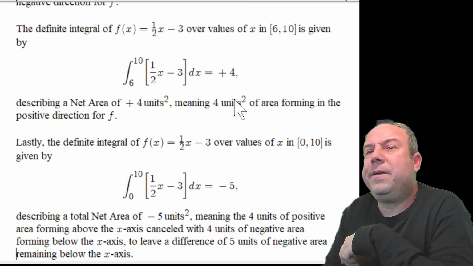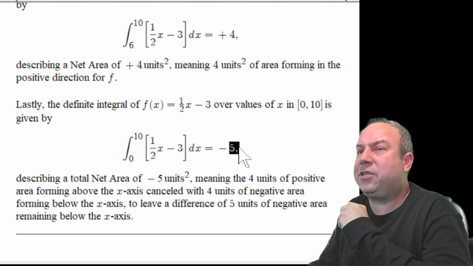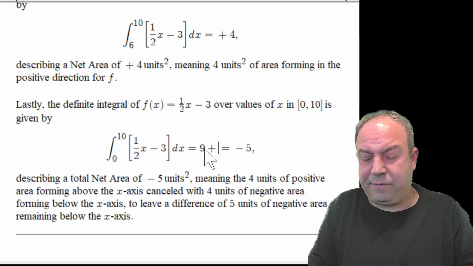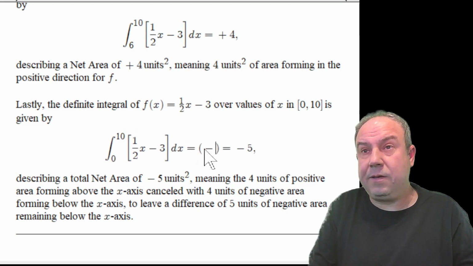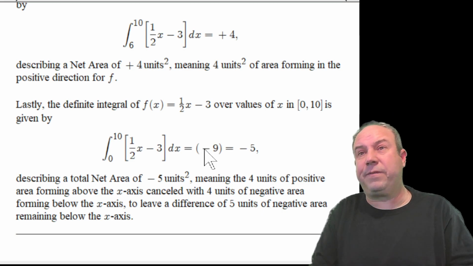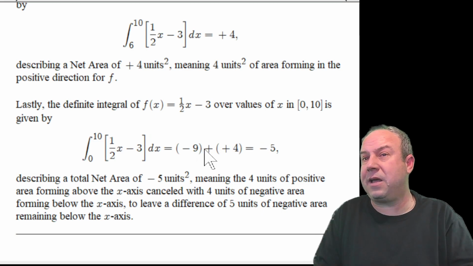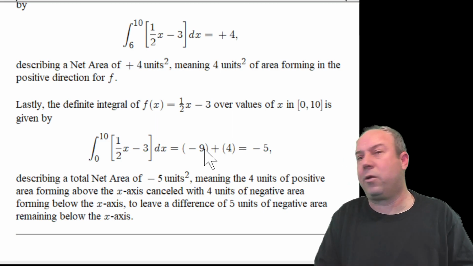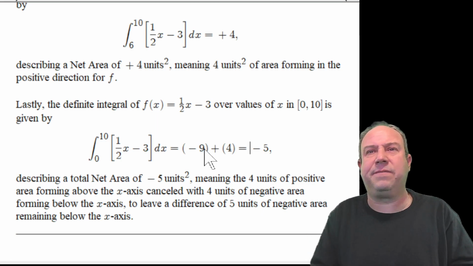All right. The definite integral over the entire region from 0 to 10 for 1/2 x minus 3 would actually be equal to -5. Right? It would be equal to the 9 units that form above. Oh, careful. They'd be equal to the 9 units that form below plus the 4 units that form above. Now, I'm not going to double the 4 there. I'll just leave it in the parentheses as positive 4, representing those two individual areas. Now, what we can see when added together, that does equal -5 in value.